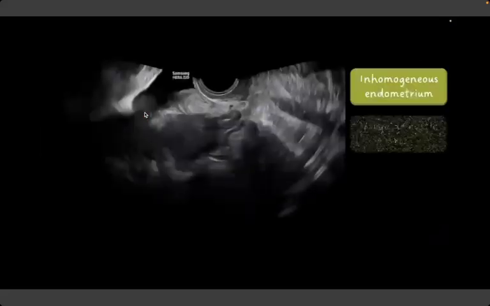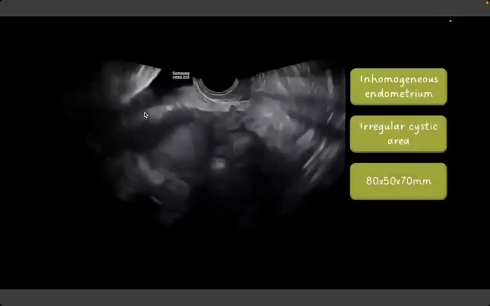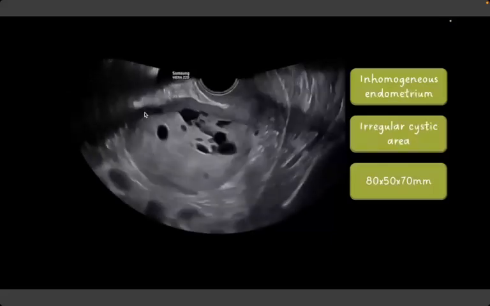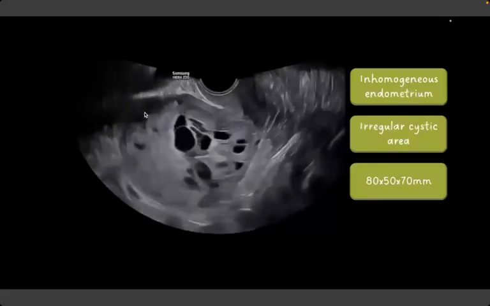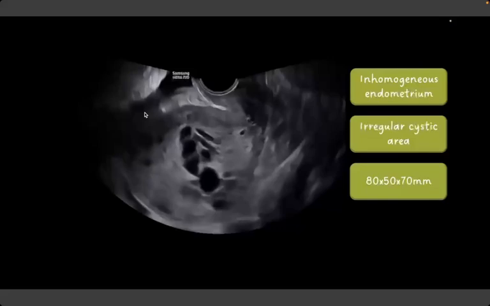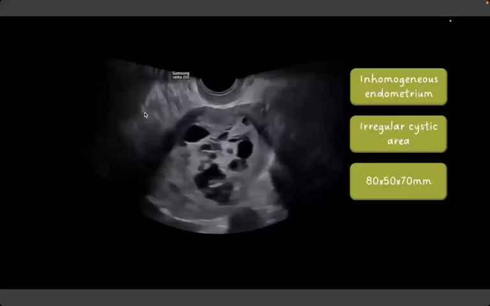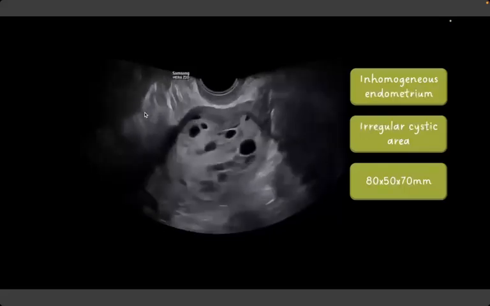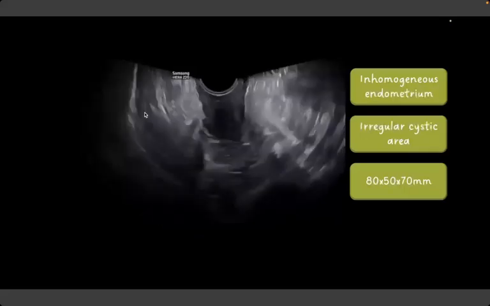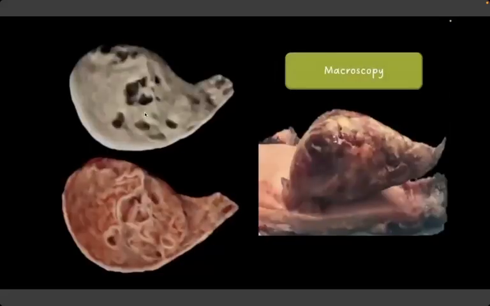In this case, we see an extremely non-homogeneous endometrial lesion with regular and irregular cystic areas that completely fill the endometrial cavity without any apparent infiltration of the cervix and with the endomyometrial junction apparently regular. This was a rare case of uterine carcinosarcoma arising on a large endometrial polyp, as we can see on the macroscopy specimen after surgery.